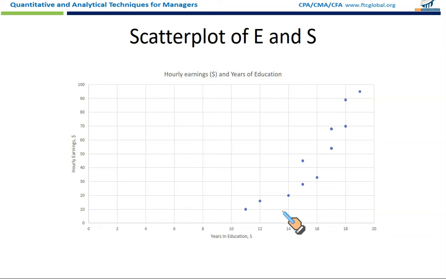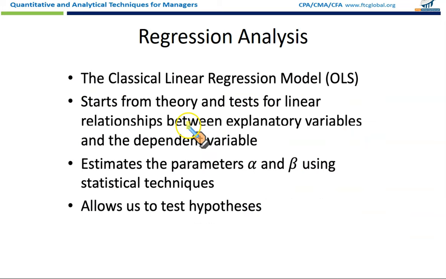So can we summarize the relationship as a straight line? Not a perfect straight line, but it is showing a positive relationship between these two variables, clearly. Regression analysis. The classical linear regression model, OLS, that is the ordinary least squares. This is the method we use to find the parameters of the linear regression.